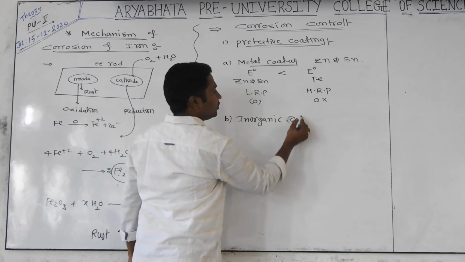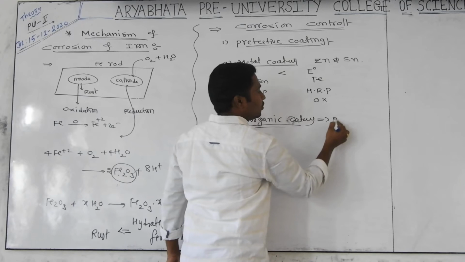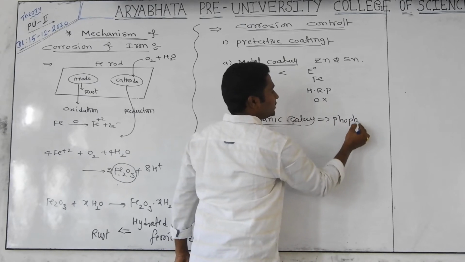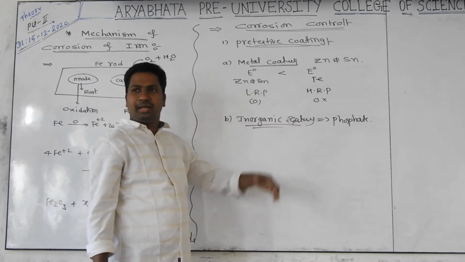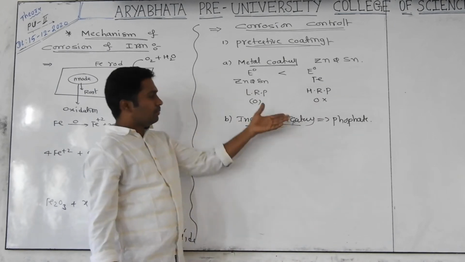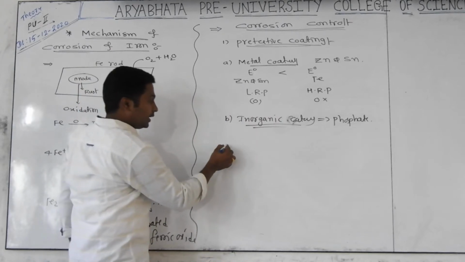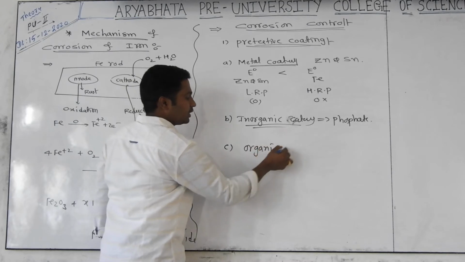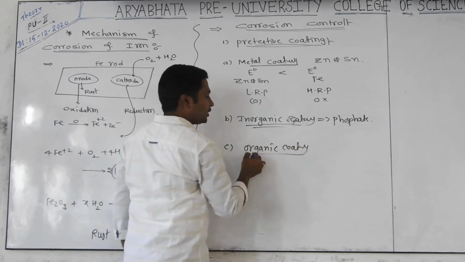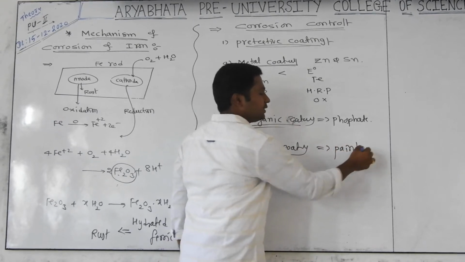Inorganic coating means generally they are doing coating with phosphates. Phosphate coatings like calcium phosphate, zinc phosphate, magnesium phosphate. By that also we can control the corrosion on the metal surfaces. And another one is organic coating. So what is the organic coating? Indirectly, nothing but paints.